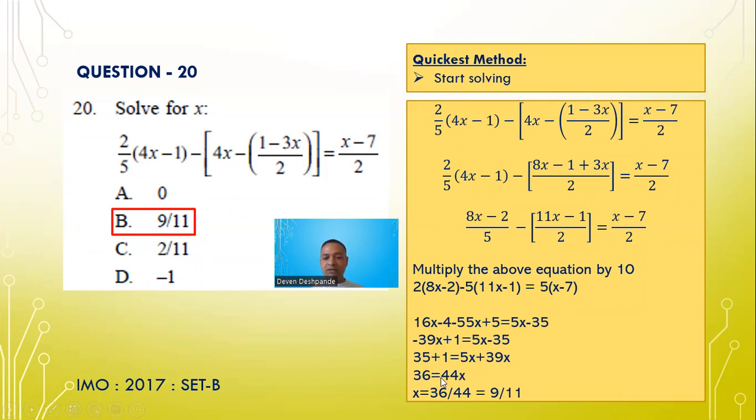So 36 is equal to 44x and x is equal to 36 upon 44. What is 36 upon 44? It is 4 9s are 36 and 4 11s are 44. So it will be 9 upon 11. So 36 upon 44 is 9 upon 11. Again, a very good question. So practice this 2 or 3 times and you will get a very good speed on solving questions like this.